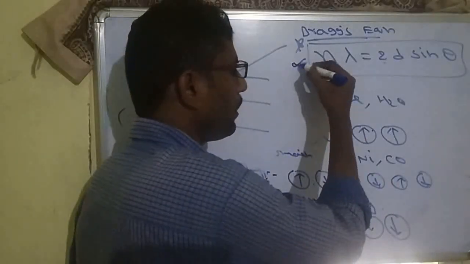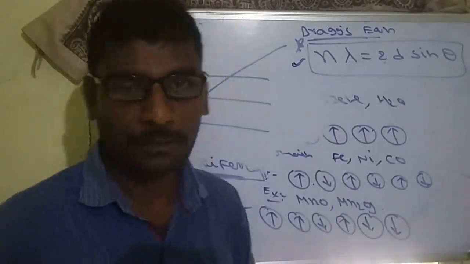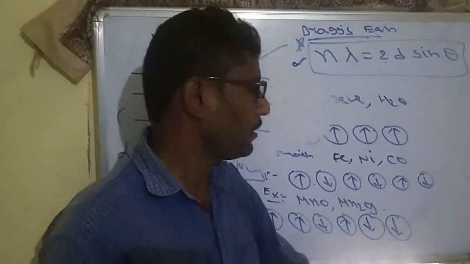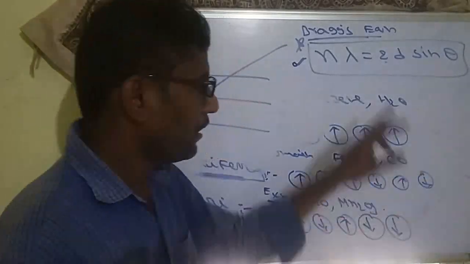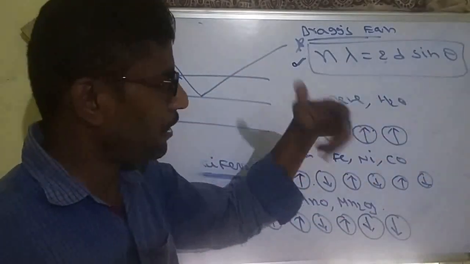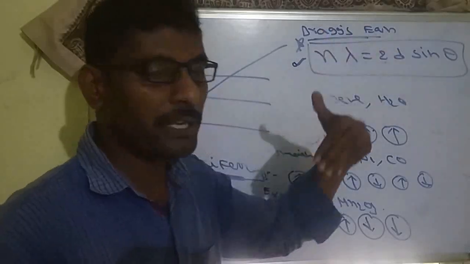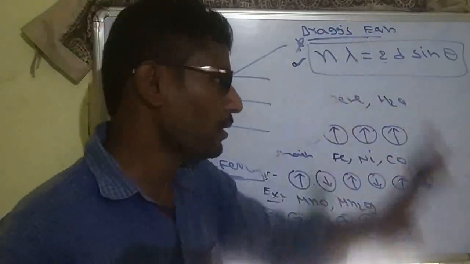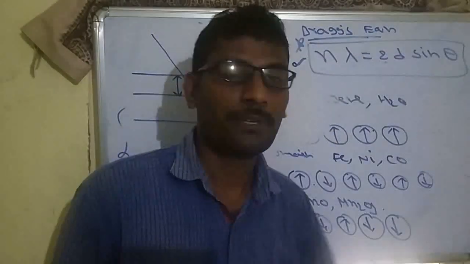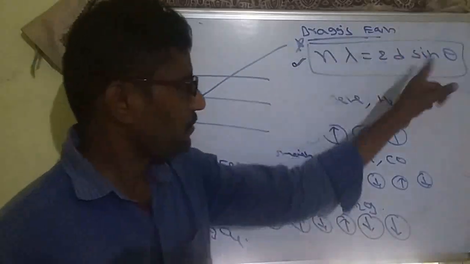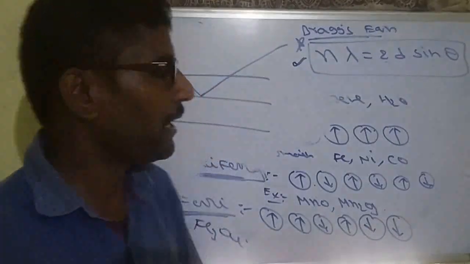Just remember the formula. n is called order. So order will be given in the question. It can be second order or whatever. Lambda is the wavelength. So wavelength also they will give. d is the distance between the planes, so that we have to determine. The angle of scattering also they will give. Just we have to remember this formula, Bragg's equation.